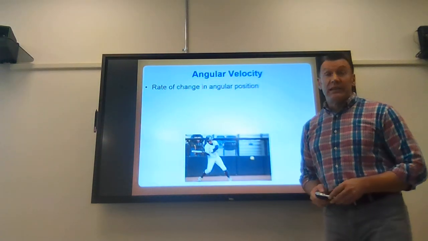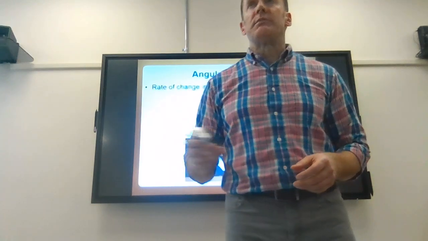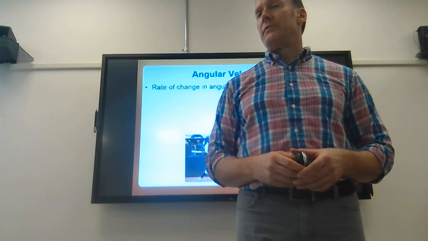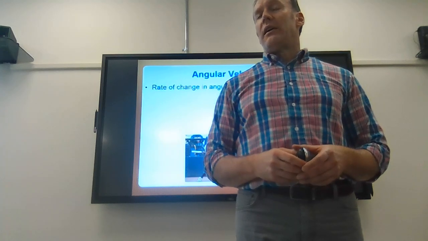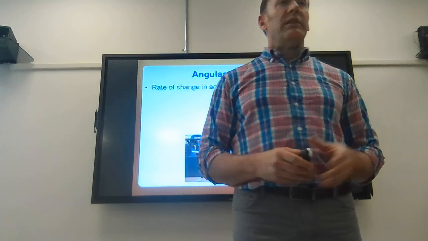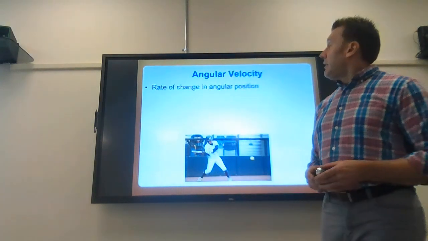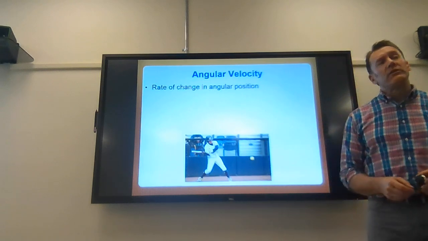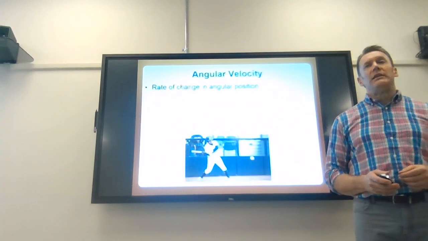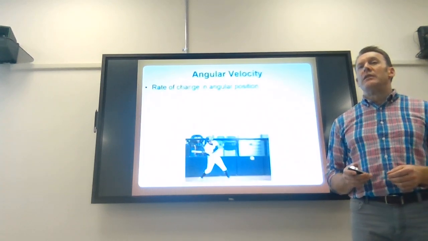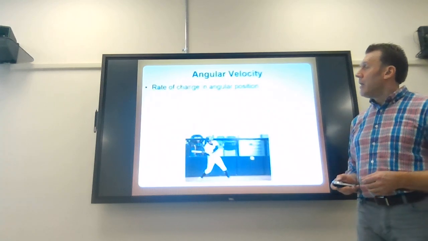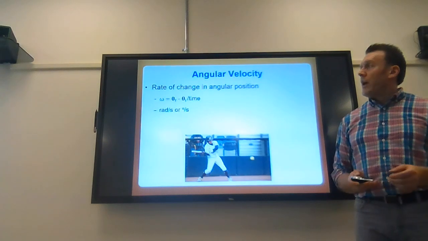So angular velocity. We talked about angular displacement as being a change in angular position, defined by the angle theta at one point in time versus another. Like linear velocity, angular velocity takes into account the rate of change in displacement, so how fast an object is rotating from one point to another. So it's calculated the same way.